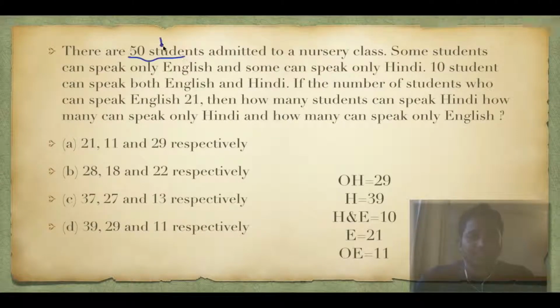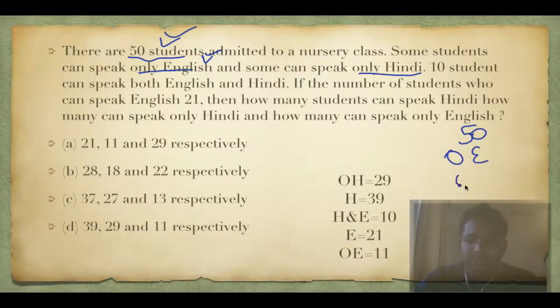Oh, 50 students, good. Some students can speak only English, okay. Some can speak only Hindi. So I can decipher there are 50 total. So they are divided into 3 categories, I guess. One is only English, one is only Hindi, and one is both. Can there be any other category? Is it possible? No. 10 students can speak both English and Hindi. So both is 10. So here we have Hindi and English as 10.